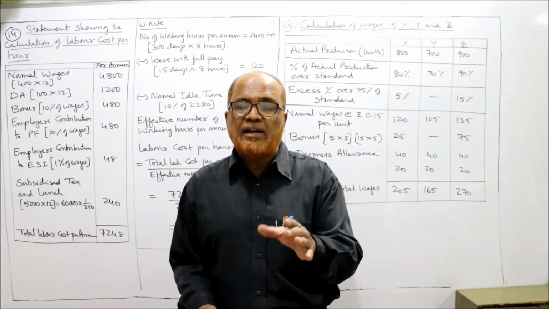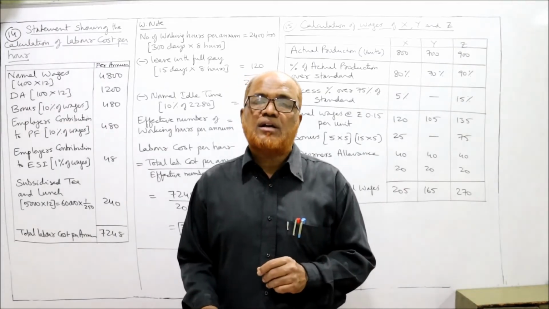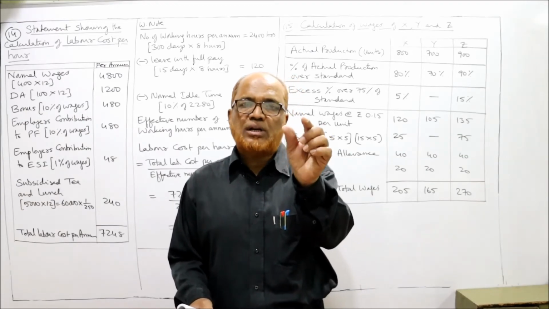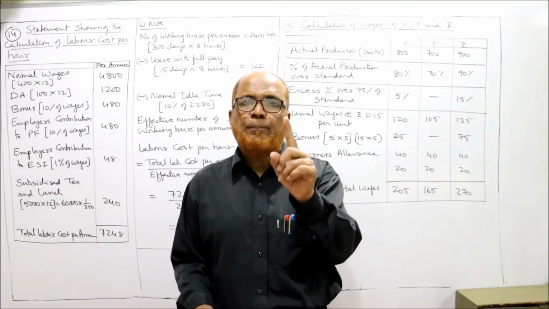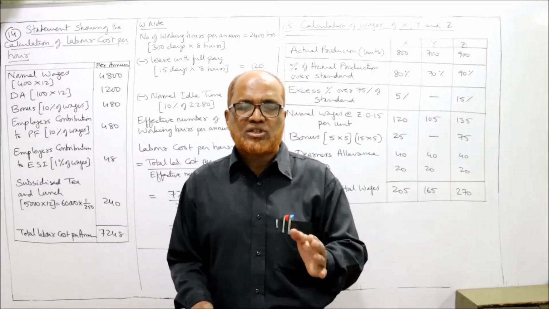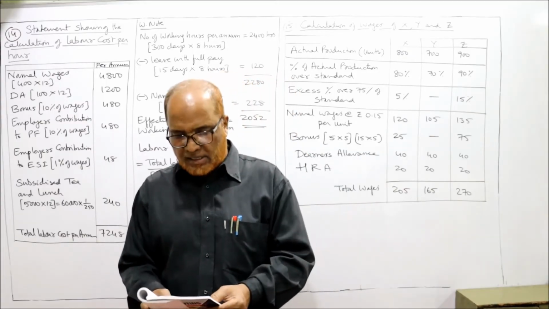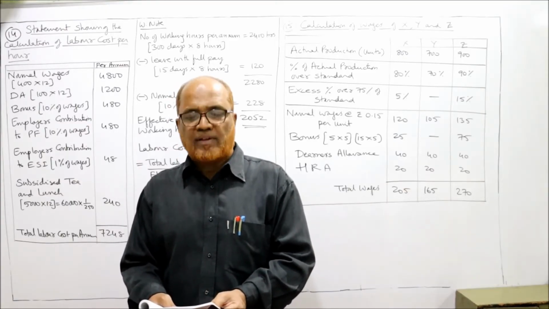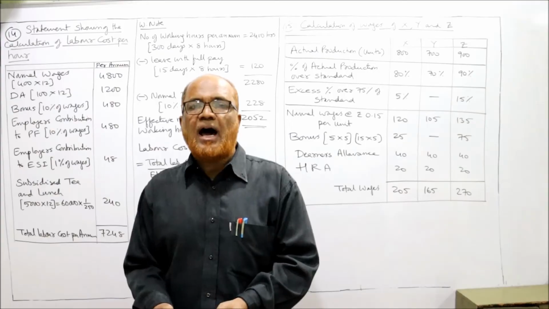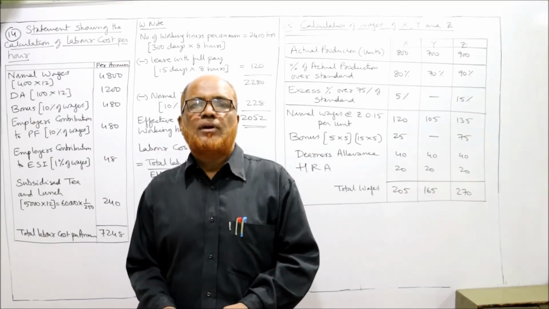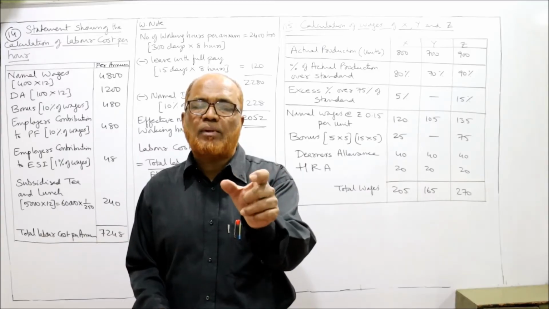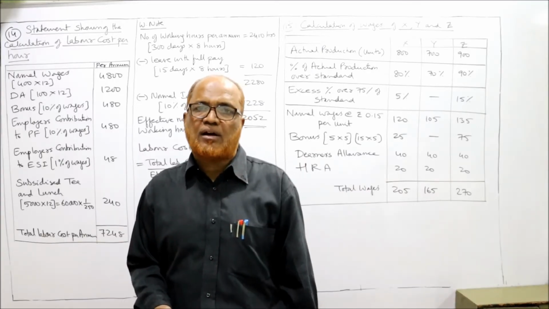But how many people will take the advantage? 250 workers are taking the advantage from this canteen. So 60,000 divided by 250 will give per worker how much amenity benefit the worker is taking. The total number of employees who take advantage of the canteen is 250. Normal idle time is 10%. Normal idle time will be deducted from total time, because during normal idle time the worker will not work.